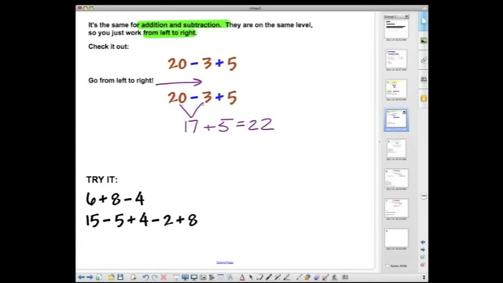We'll do the first example under our try it. 6 plus 8 gives us 14. 14 minus 4 is equal to 10.